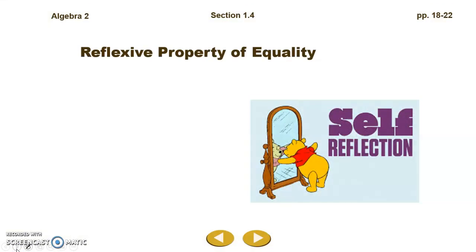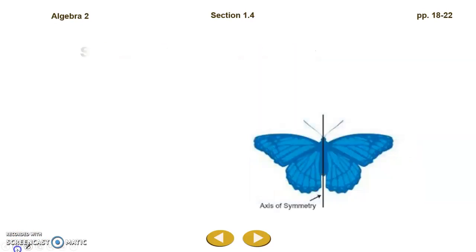Let's talk about some properties of equality. The first property is the reflexive property of equality, which says that A equals A. Think back to that first equation that I wrote, 2 equals 2. Whatever's on one side is equal to the other side. That's the reflexive property of equality.